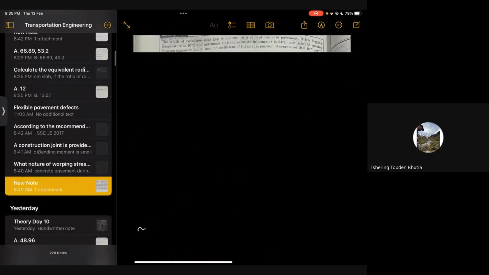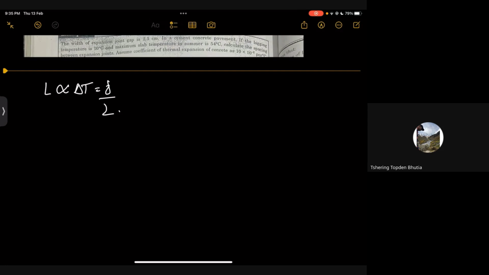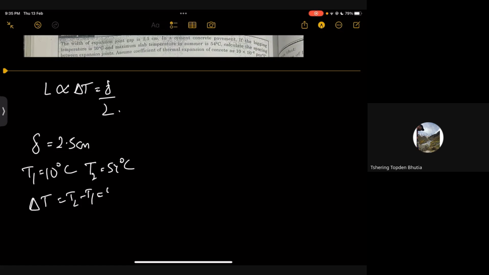I wanted to do this question. Now, just let me write the formula for this: L is equal to 2 delta by alpha delta T, that is delta by alpha delta T. Question now: width of the expansion gap, that is delta, is equal to 2.5 centimeters. In a cement concrete pavement, if the lowest temperature T1 is 10 degrees, and maximum slab temperature T2 is 54 degrees, delta T is equal to T2 minus T1, that is 44 degrees. Calculate the spacing of the expansion joint. Assuming the coefficient of thermal expansion is 10 to the power minus 5 per degree centigrade.